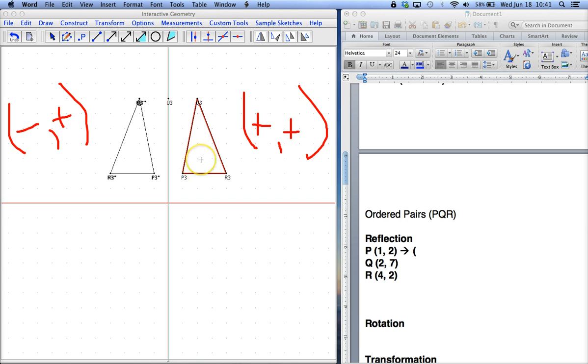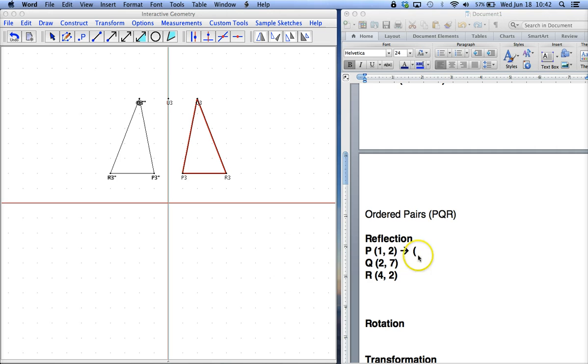So when I went from the triangle on the right to the triangle on the left, I changed the fact that I'm going from a positive x to a negative x. But my y-coordinate kept the same size.